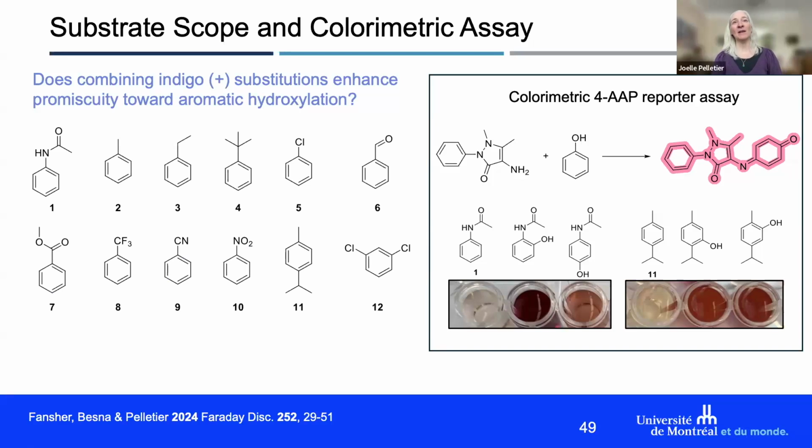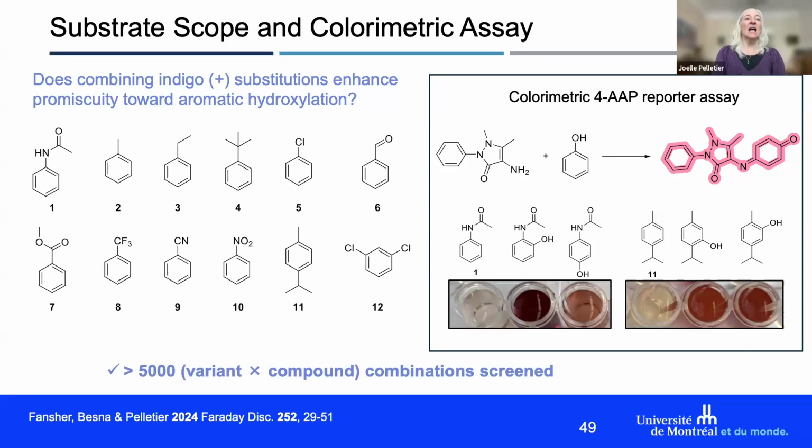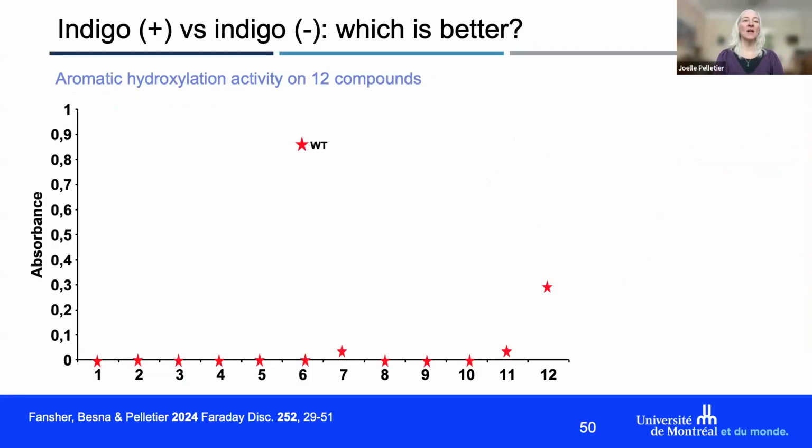And again, here's our panel of 12 compounds, so differently substituted benzenes. So here what we have as combination is about 5,000 variants screened per compound combination. This is what we actually did screen. So I'll show you this graph here.